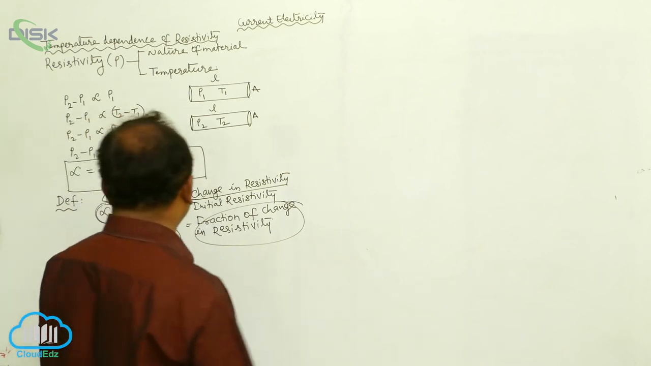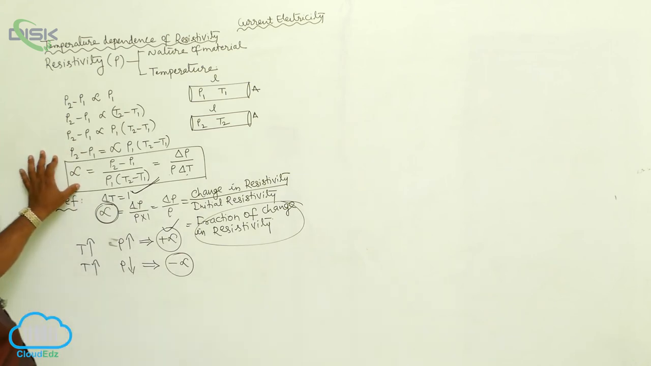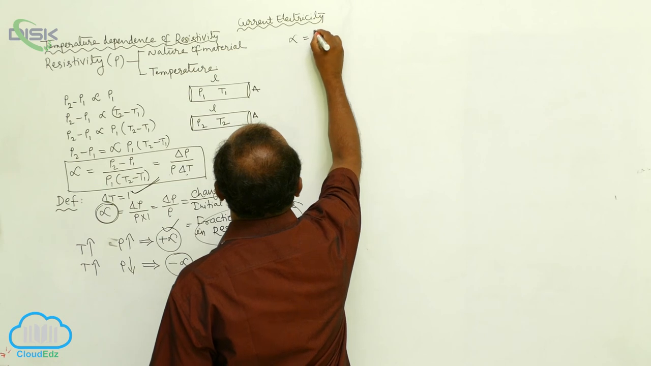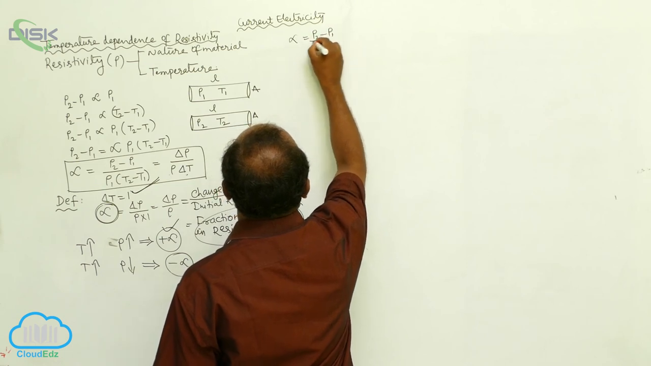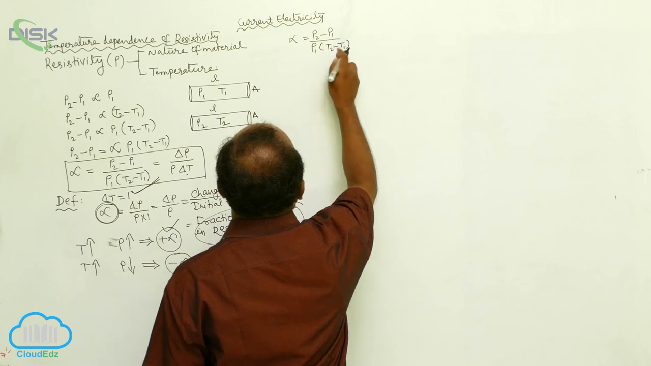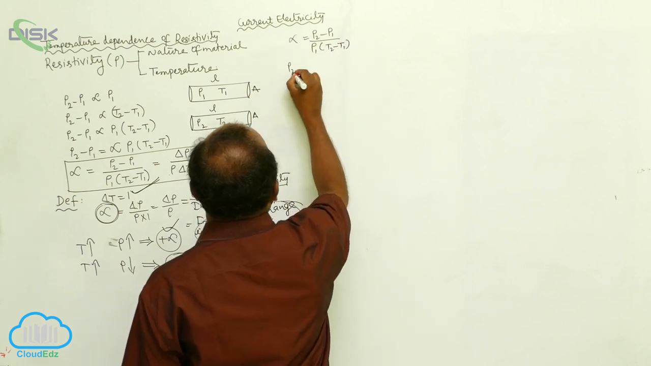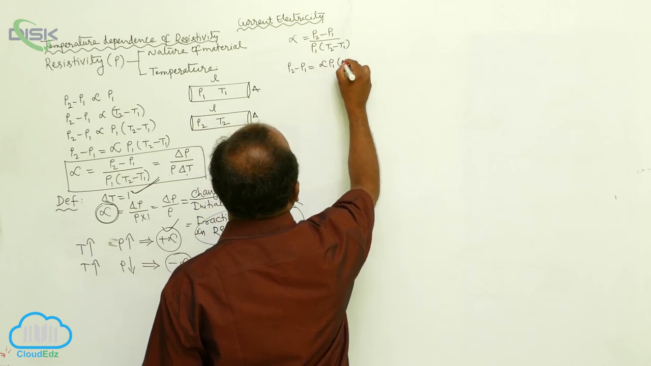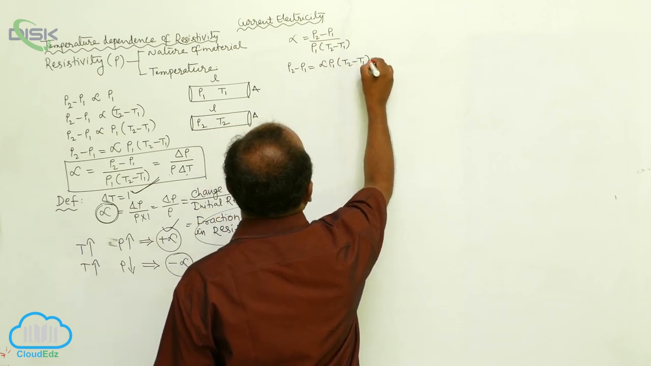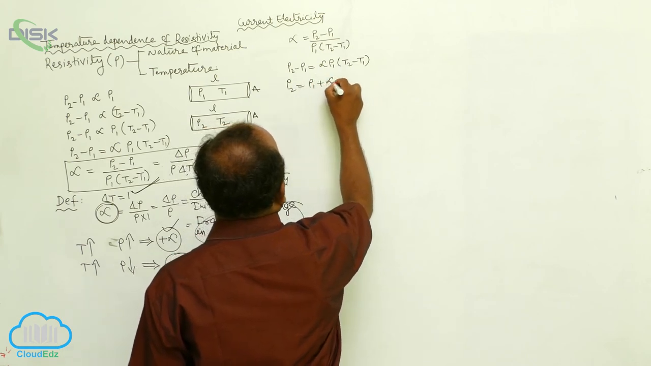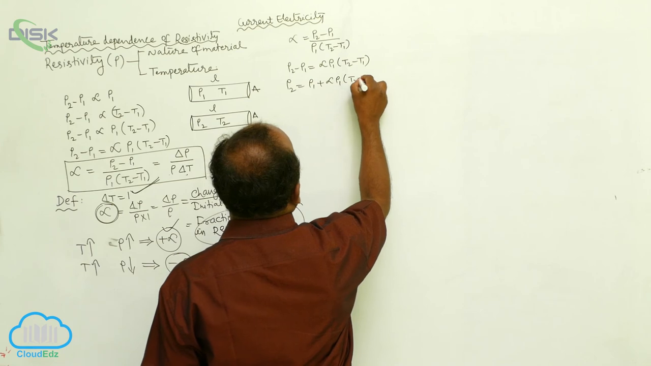What is another formula? In other words, let us consider alpha is equal to rho 2 minus rho 1 by rho 1 into T2 minus T1. On cross multiplication, rho 2 minus rho 1 is equal to alpha into rho 1 into T2 minus T1. Therefore, rho 2 is equal to rho 1 plus alpha into rho 1 into T2 minus T1.